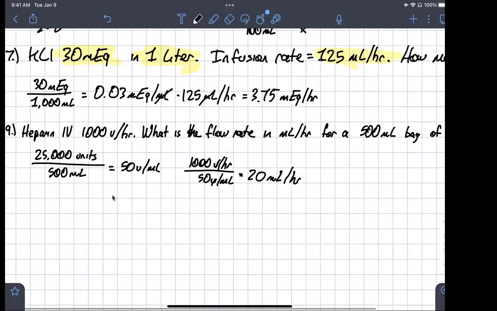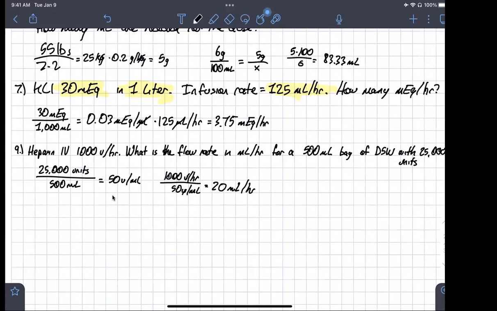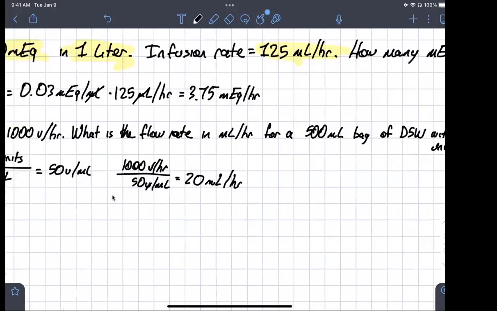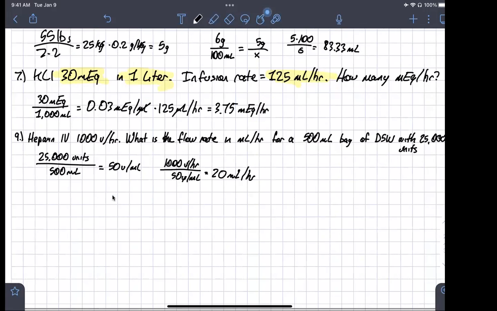And if you're sitting there saying, okay, how did you know to divide? Well, because you need to say, okay, well, if I need 1,000 units in an hour, I know that I can provide 50 units for every single mil. So you need to say, okay, well, how many of my 50 units per mil do I need to get to 1,000? So it's dividing, and you get 20 mils per hour. Is that the answer? It is the answer.